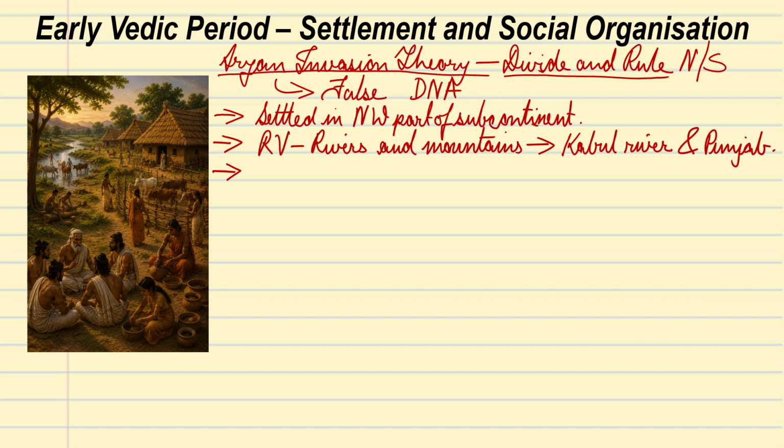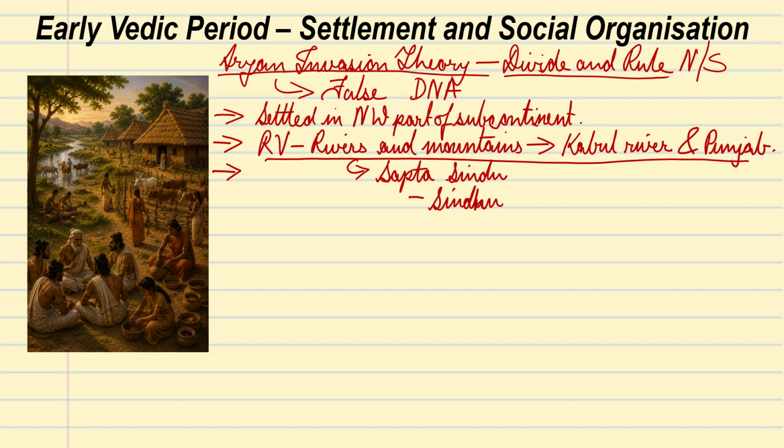I am saying province because half of the Punjab is in Pakistan. And this region is called Sapta Sindhu. What are the main rivers in Sapta Sindhu? Sapta Sindhu consists of these main rivers. First river is Sindhu, which is the Indus. Then we have Parushni.